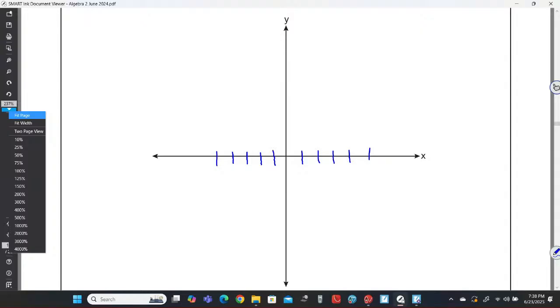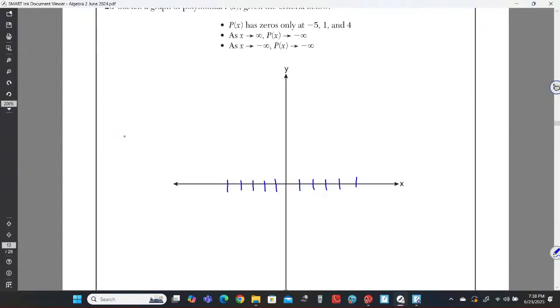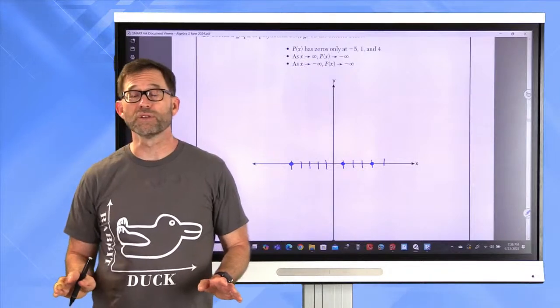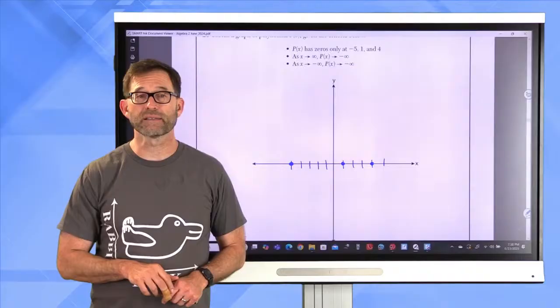Let me just, I don't know, let's go to 200%. There we go, that's a little bit better. So we've got a 0 at -5. We've got a 0 at 1, and we've got a 0 at 4, and that's it. Those are the only 3 locations that this graph can touch the x-axis.